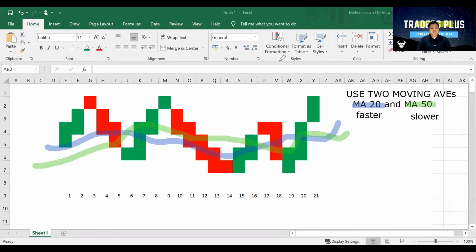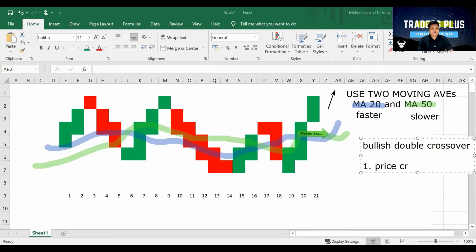And now, you can see here na nagkaroon tayo ng crossing over. And the price is above the moving average. So, this can indicate a stronger signal of moving up, or continuation. Ito yung tinatawag na bullish double crossover. Bakit double? One, price crossover. Then two is MA crossover.